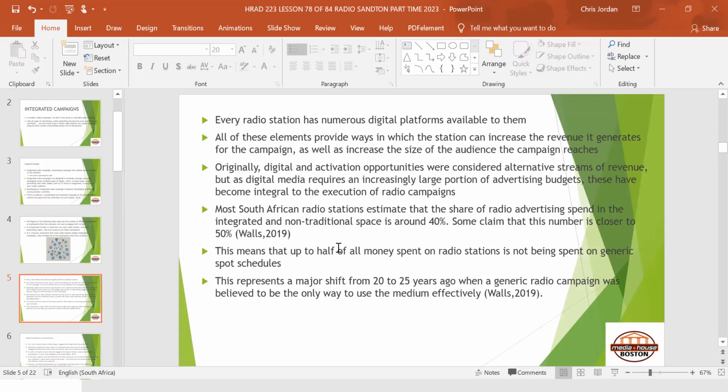Originally, digital and activation opportunities were considered alternative streams of revenue, but as digital media requires an increasingly large portion of advertising budgets, these have become integral to the execution of radio campaigns, right? So, yes, we can obviously go on, quote unquote, digital word of mouth, right? So, you can post stuff on your actual page. And you might have tens of thousands of followers, but ideally, what you should be looking at is budgeted campaigns that you're paying for, that you run for particular activations.